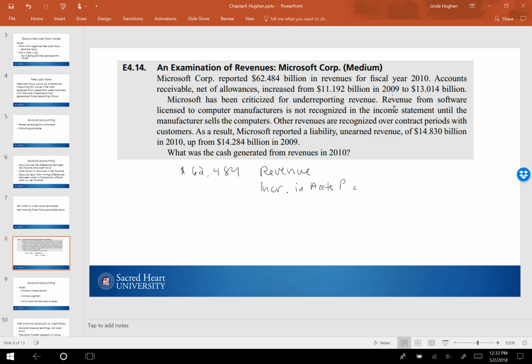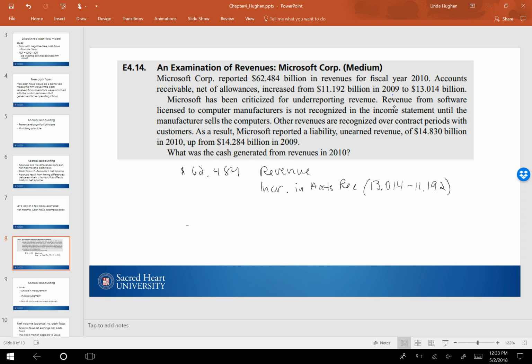All right, so what happened to accounts receivable? Accounts receivable went from 11.192 to 13.014. So this difference here is an increase in accounts receivable. So what do we do? Are we going to add that to the revenue or subtract it?